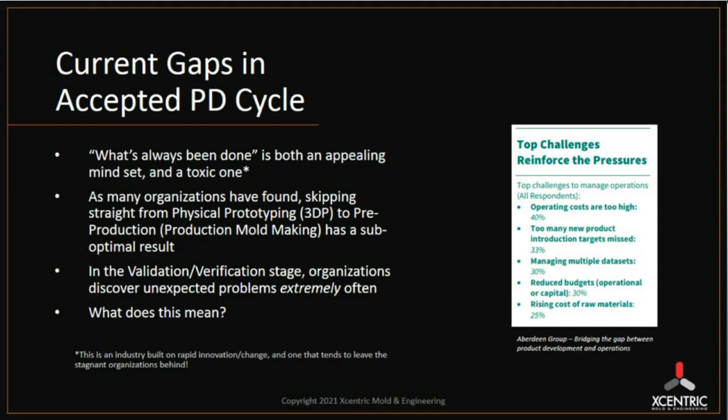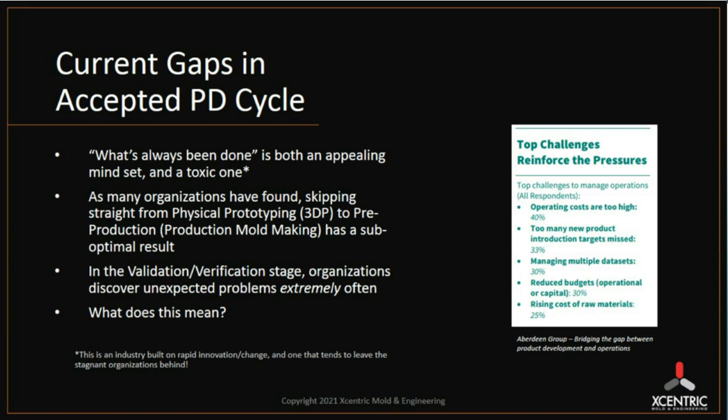So looking at current gaps in that accepted product development cycle, I want to start with pointing out what's always been done, and I say that in air quotes, is both an appealing mindset and a toxic one, right? And why do I say that? Let's look at this graphic here on the right of the slide. This is from Aberdeen Group. They were doing a study on bridging the gap between product development and your operations teams internally. And what they found was that the top challenges that they're facing are reinforcing the pressures that we're talking about on the left here, right? The what's always been done. So A, operating costs are too high. B, too many new product introduction targets are missed, so people aren't getting their new products to market on time.